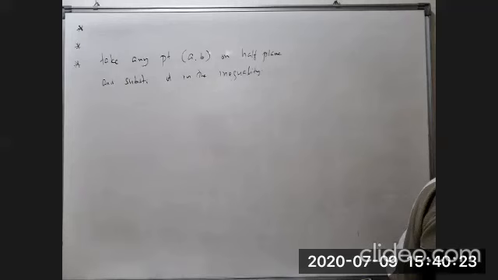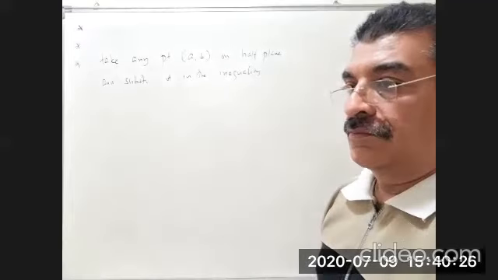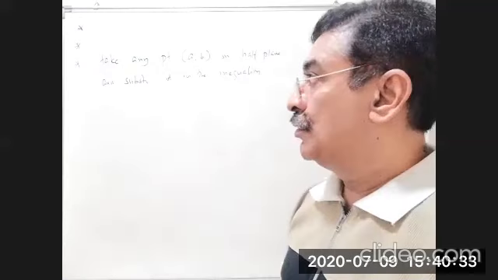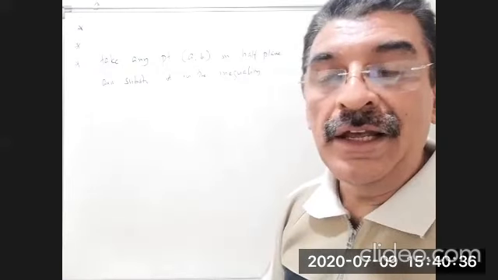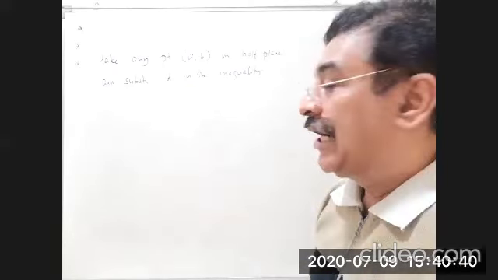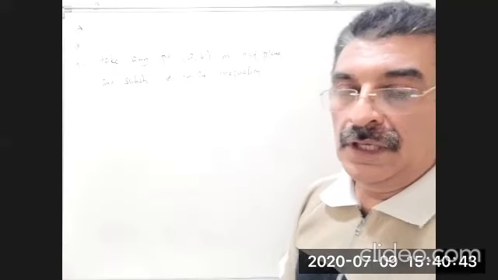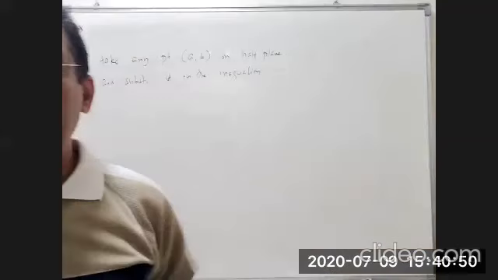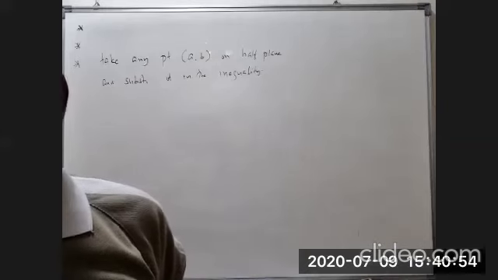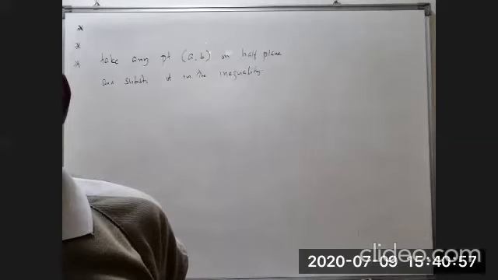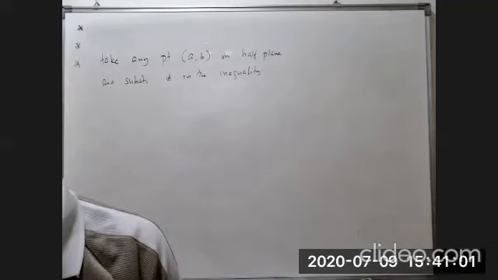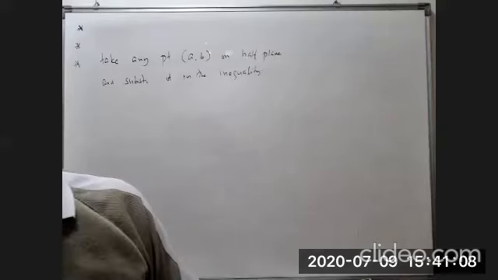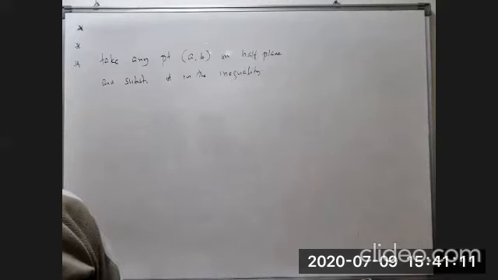If it is true, shade that half plane. If false, the other half plane.